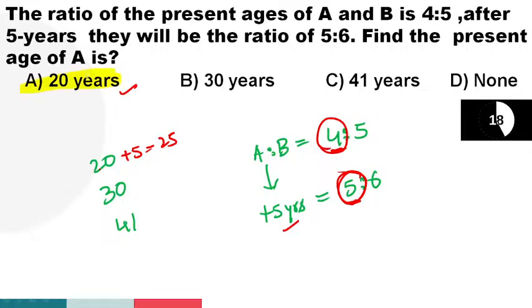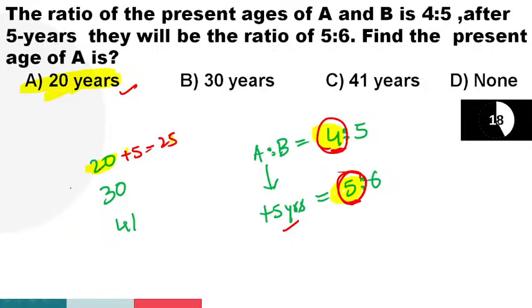Here I think no need for pen and paper. The first option is 20. 20 is a multiple of 4. Yes, 4 5s are 20. After 5 years, we add, so 20 plus 5, 25. 25 is a multiple of 5. Yes, 5 5s are 25. So that's why the first option is the right answer.